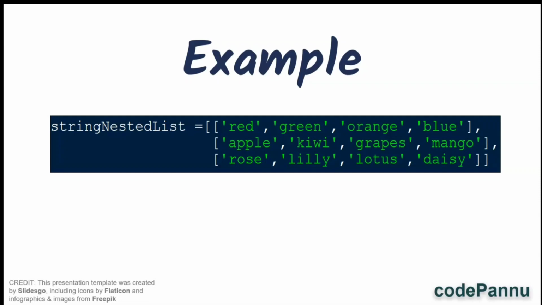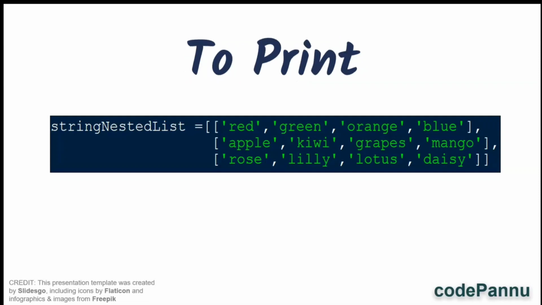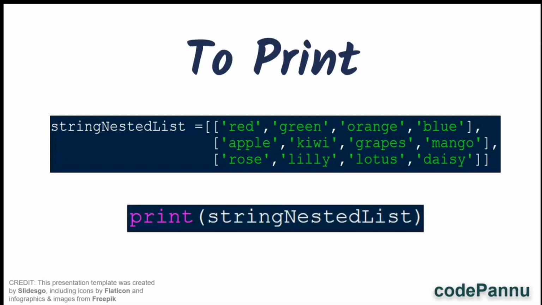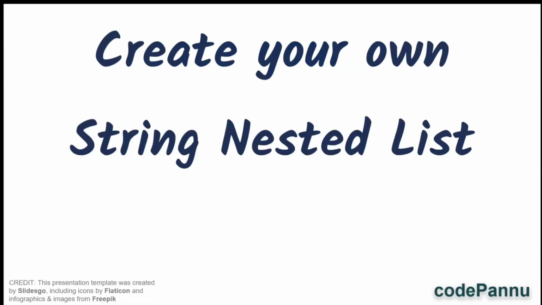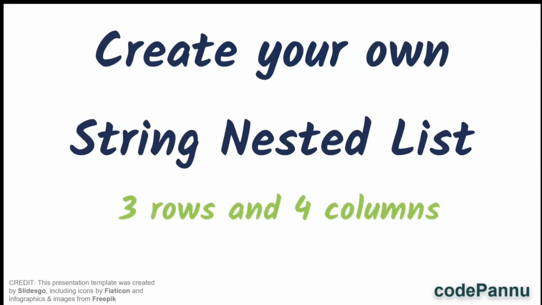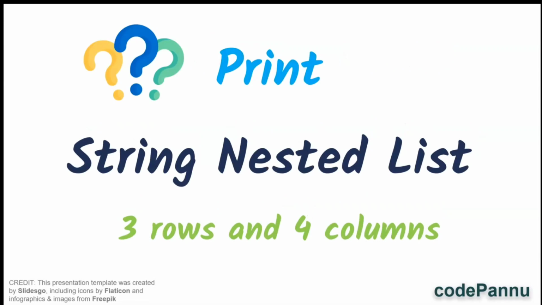Now, to print the nested list, write print, open bracket, string nested list and close the bracket. The string nested list will be printed as output. You can create your own string nested list with 3 rows and 4 columns. You can put any items in the list. Now, can you print the string nested list that you created?